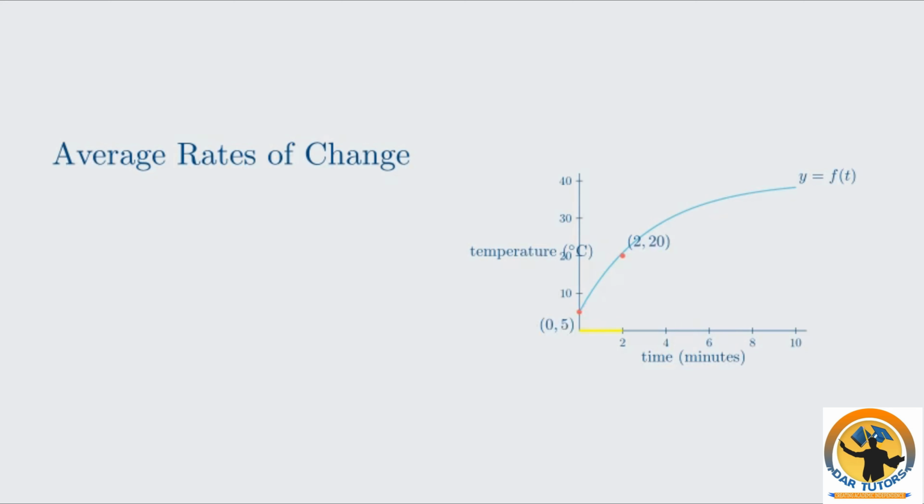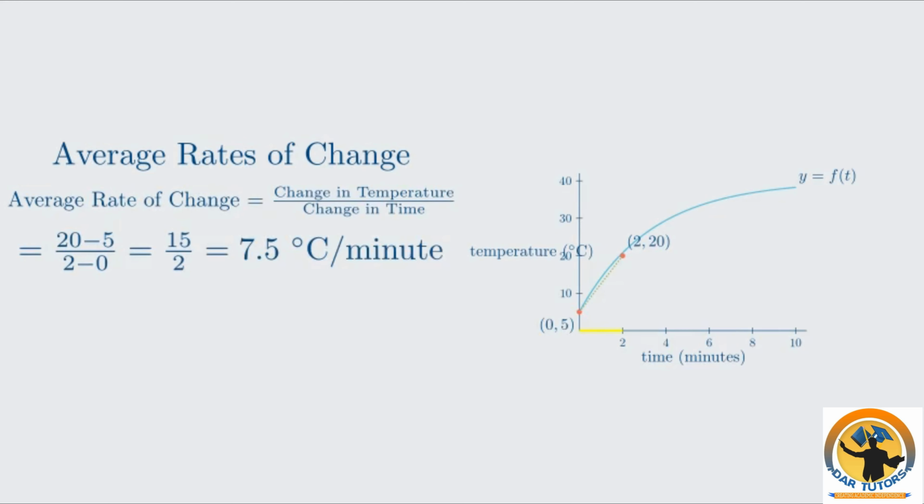For example, if the temperature increases from 5 degrees Celsius at time t equals 0 to 20 degrees Celsius at time t equals 2 minutes, the average rate of change is the total change in temperature divided by the total change in time. That's (20 minus 5) divided by (2 minus 0), which equals 7.5 degrees Celsius per minute.